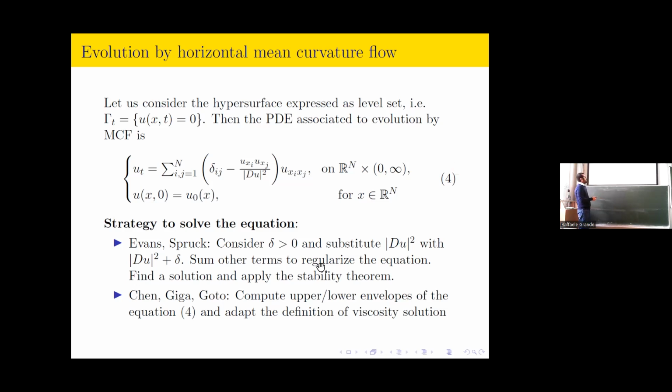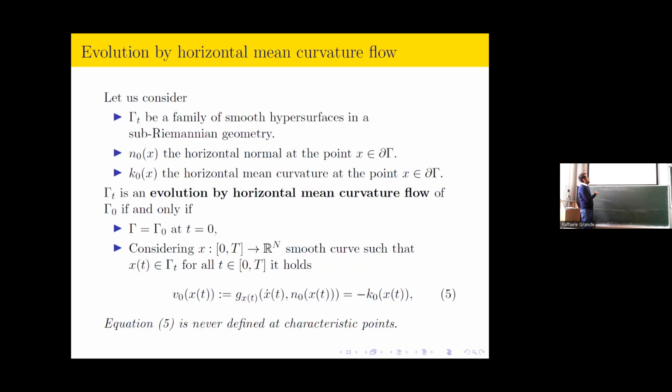Or you work using viscosity solutions and upper and lower envelopes. You work in both cases with a viscosity solution, but in one case you use a regularization. In the other case, you don't use regularization, you use upper and lower envelopes. So you use the nearest, in some sense, function from above and from below, which are continuous. Then, of course, this kind of equation can be generalized from a Euclidean setting to a sub-Riemannian one.